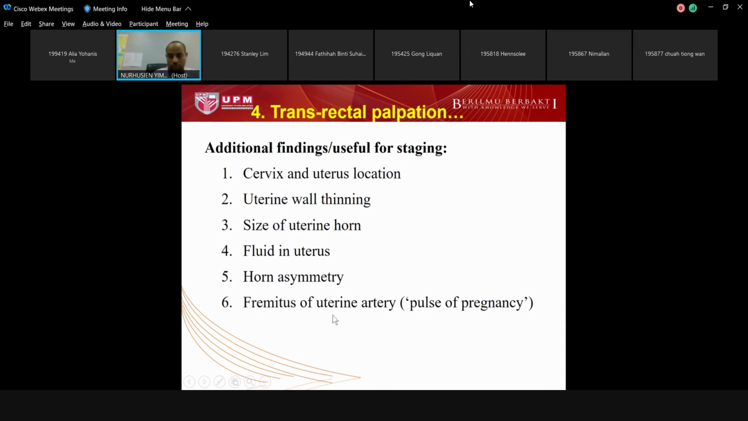Another thing is fremitus of uterine artery, but you need to be very careful because especially during the hottest day, when the cardiovascular system is very active, you will feel so many other arteries in the region with pulsation. So you need to make sure that you are actually talking about the uterine artery for you to tell about the fremitus of uterine artery, not other blood vessels in the region, leading to a misinterpretation and misdiagnosis.